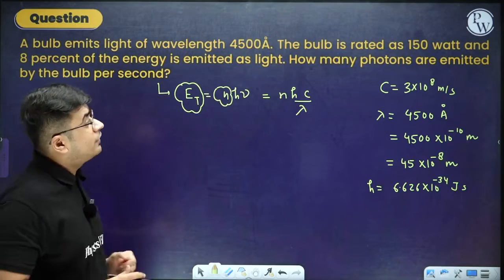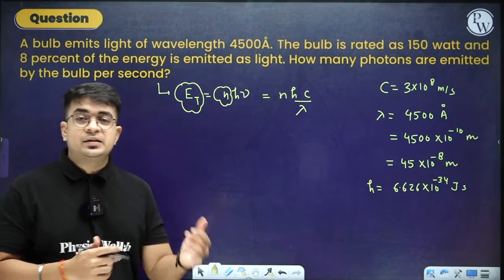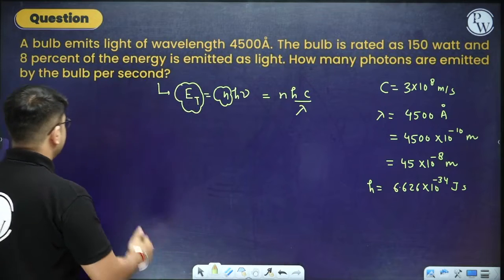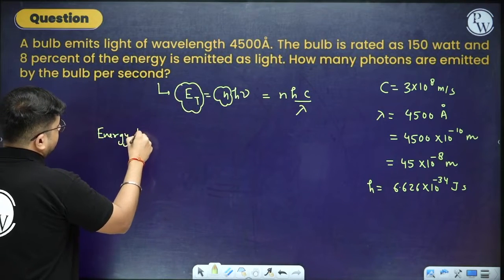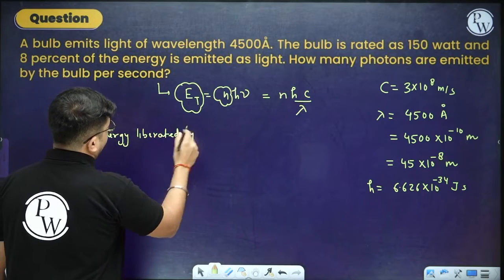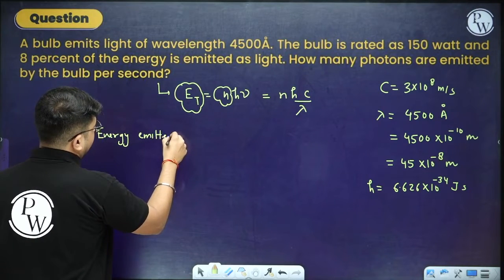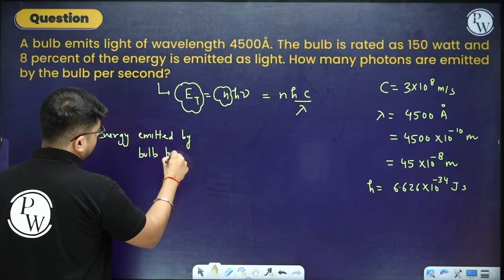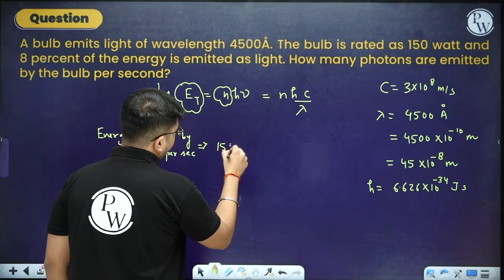Now we have the value that the bulb is rated as 150 watt. It means per second it's going to liberate 150 joules of energy. So I can say the energy emitted by the bulb per second will be 150 joules.